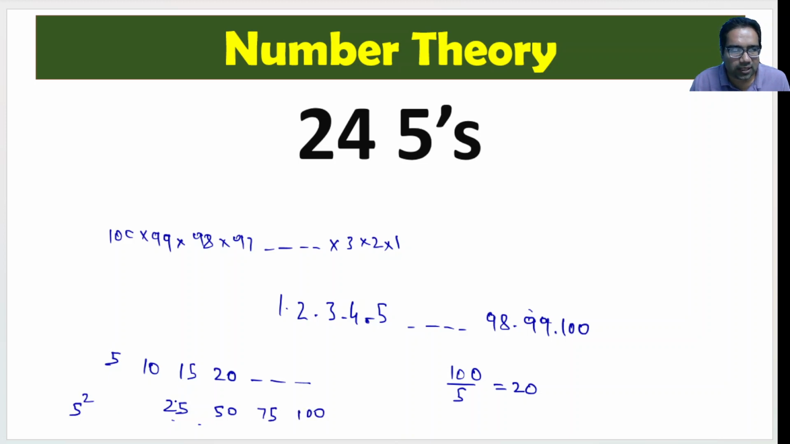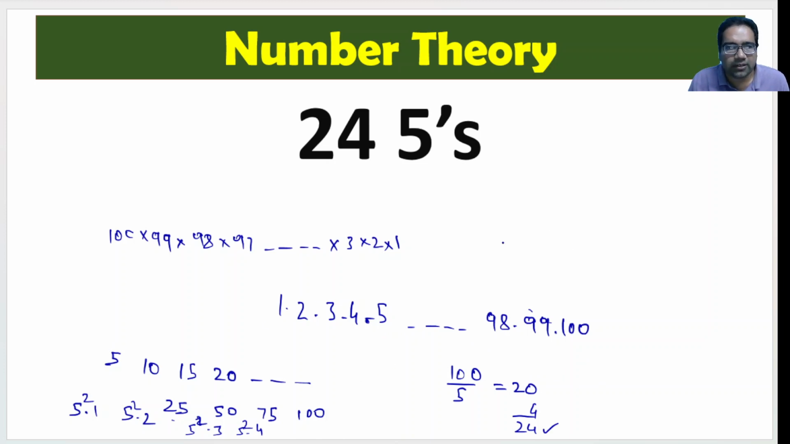This is 5 square times 1, 5 square times 2, 5 square times 3, and 5 square times 4. So 5 square will come 4 times. One of the 5s we have already counted in the original 20. So there is a second 5 in these 4 cases, in the case of 5 square. So we have 4 more. So in total we have 24 fives in the product of 1 to 100.